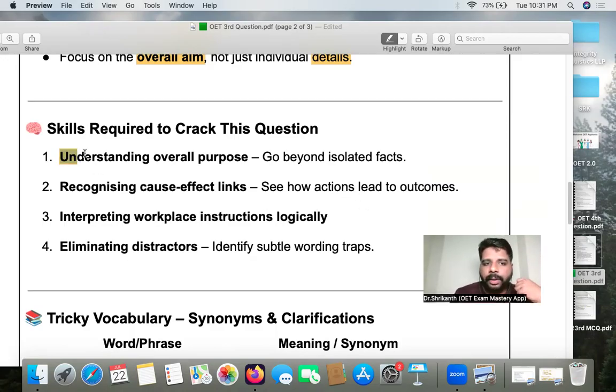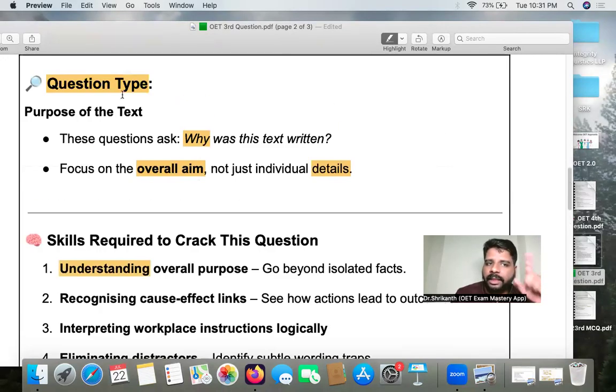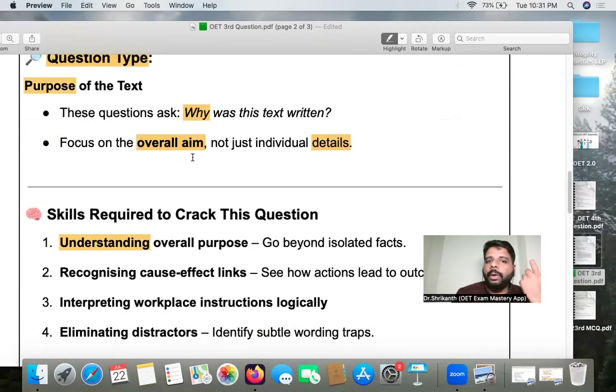So you must have very good understanding skills. A purpose type question: first and foremost, you must identify the question type. Purpose type questions basically mean, why was this text written? So my duty is to find the overall aim, not just individual details. When you're looking for individual details in a purpose type question, you fall into the trap of OET. So this is the entire reason why I'm guiding you in the right direction.